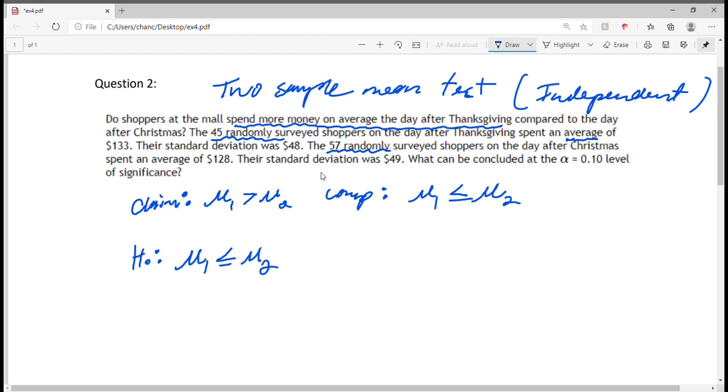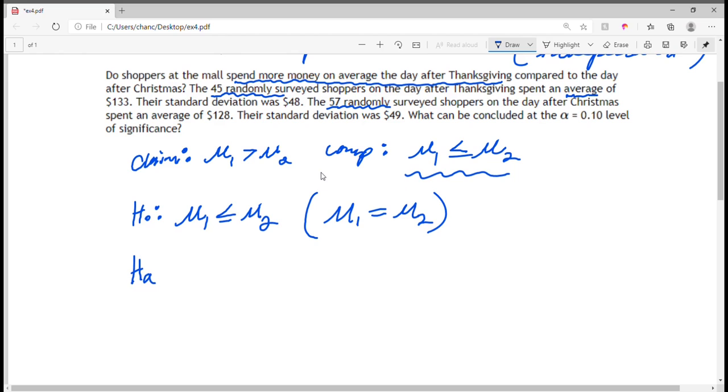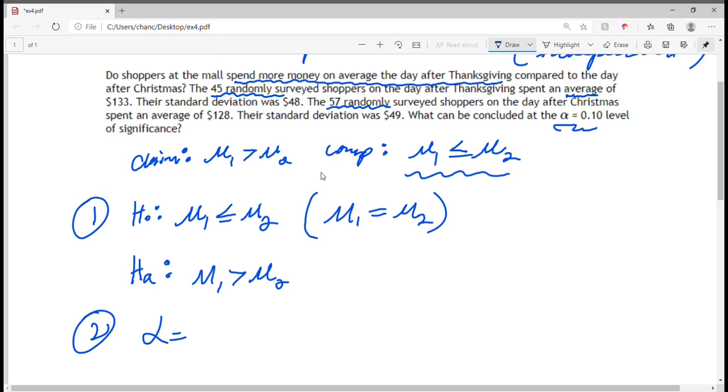We always have the null hypothesis with the equal sign. The null hypothesis always has the equal sign. It is also acceptable to put mu1 equals mu2. That's also acceptable. For the alternative hypothesis, HA, we have mu1 is greater than mu2. That's step 1. In step 2, we'll state alpha. The level of significance is given as 0.10.